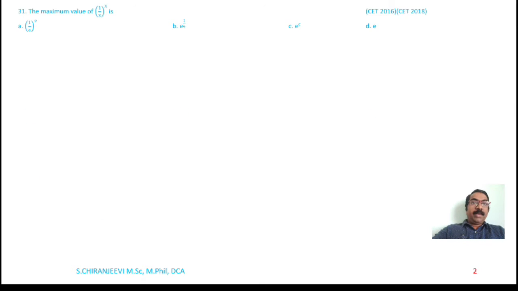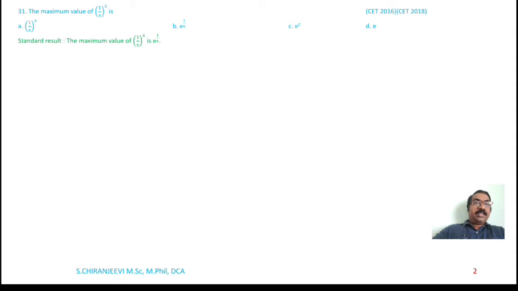Problem number 31. The maximum value of (1/x)^x is, which is asked in the year CET 2016 and CET 2018. Options: 1/e^e, e^(1/e), e^e, and e. Here we have a standard result. The maximum value of (1/x)^x is e^(1/e).